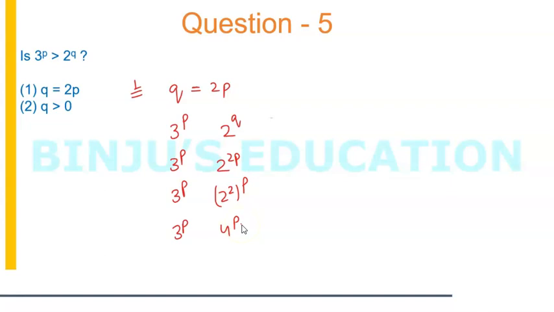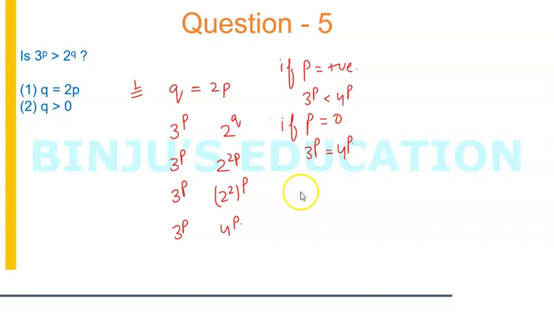Now, which of them is greater, 3 to the power p or 4 to the power p? Don't write that 4 to the power p is greater. If p is positive, then 3 to the power p will be less than 4 to the power p. If p is equal to 0, 3 to the power p will be equal to 4 to the power p. If p is negative, then 3 to the power p will be greater than 4 to the power p.